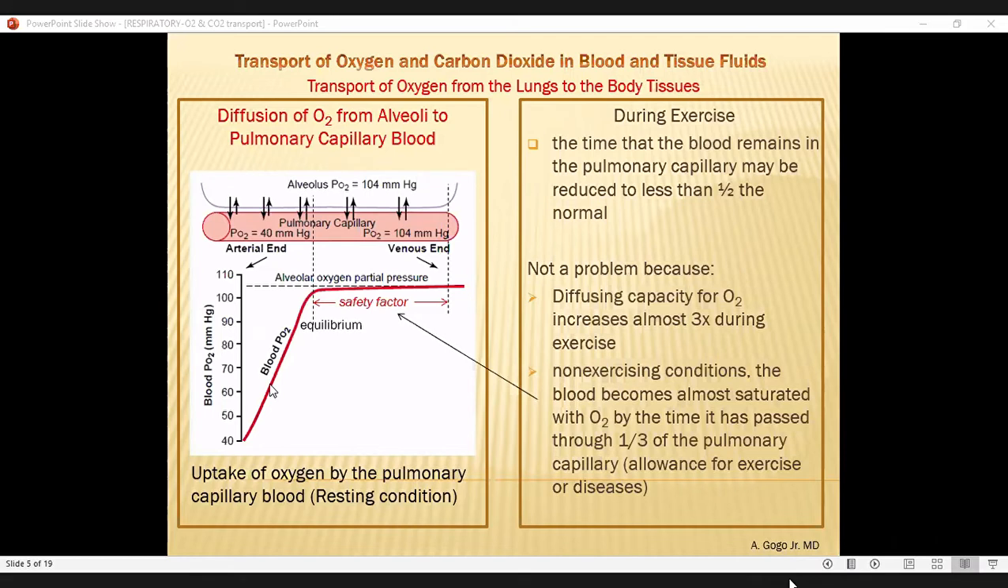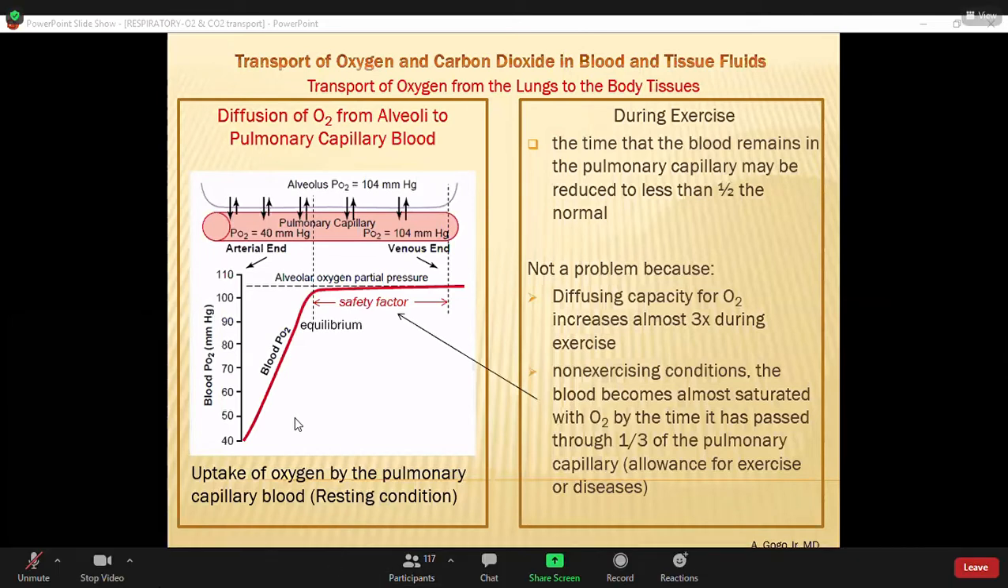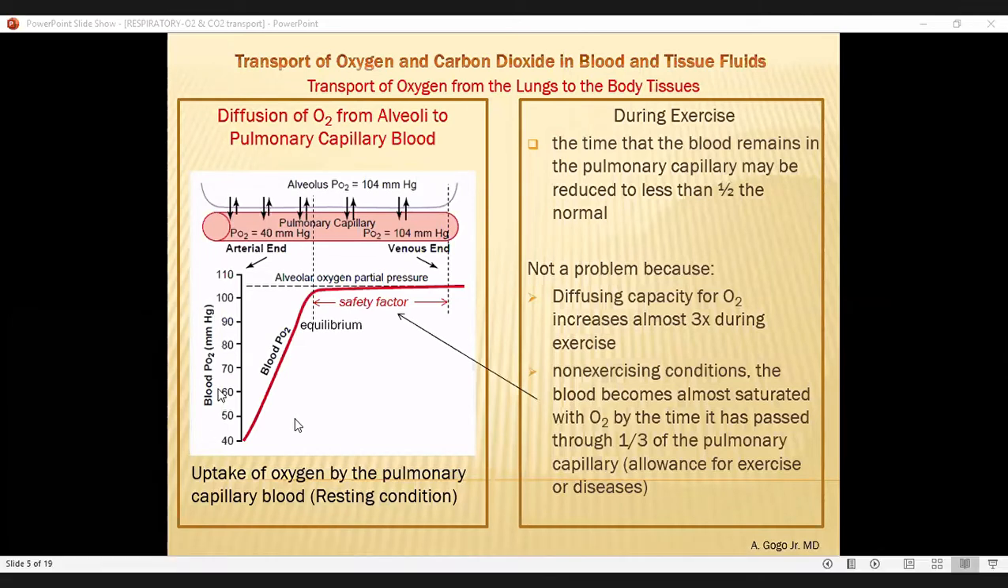Can you hear me? My internet is slow. Yes, Doc. We can hear you. Yes po, Doc. Yeah. Thank you.